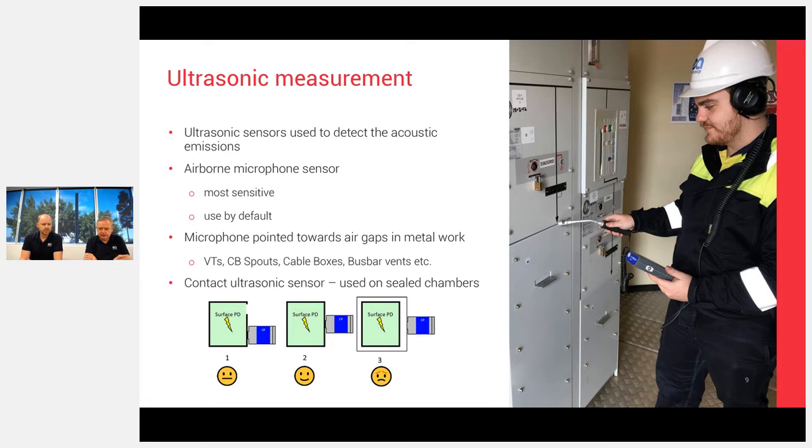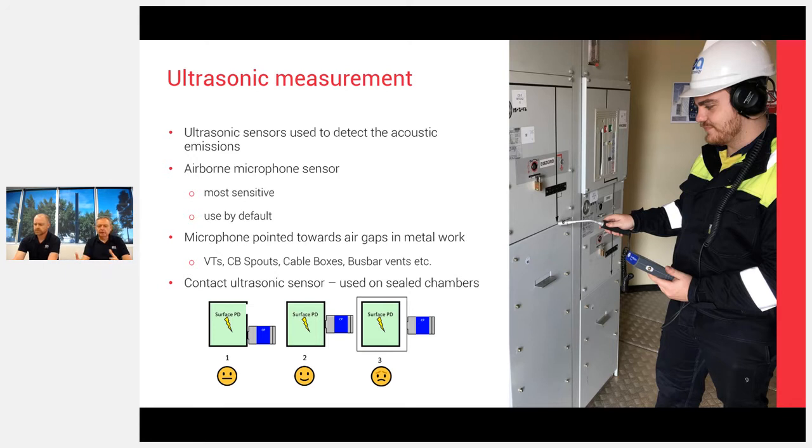The most sensitive sensor that we use for detection of ultrasonic is the airborne microphone sensor. So that's the most sensitive, and that's the one you should use by default. What you're doing is you're moving the microphone and you're pointing the microphone towards the gaps in the metalwork. So you're scanning around the voltage transformers and maybe up towards the circuit breaker spouts on rackable switchgear, the cable boxes, bus bar vents, things like that.